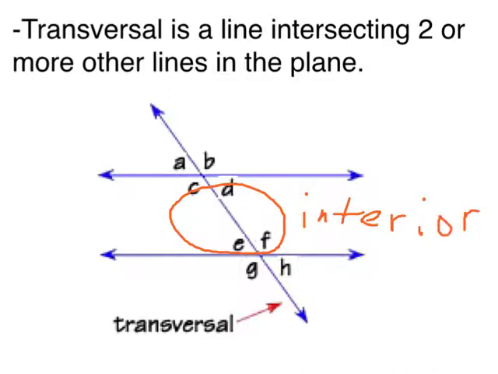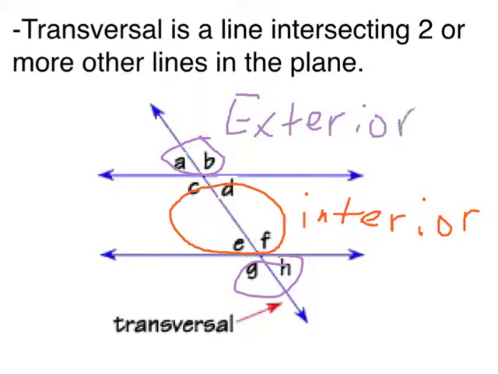Sorry for the handwriting, tough to write on this thing. And then if those are the four interior angles, that means that the outside ones are exterior angles. So A, B, G, and F are exterior angles.